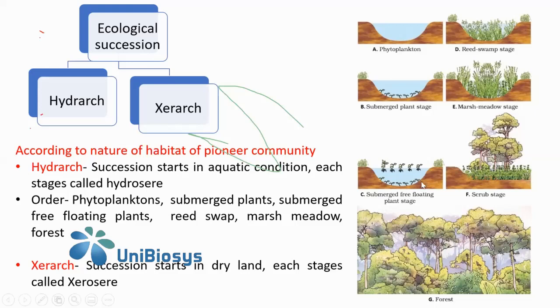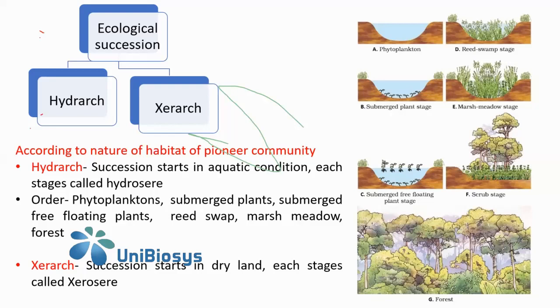This question has come, I have seen it somewhere in a question paper, about the order of succession in hydrarch. Initially in the aquatic environment, the first pioneer community that gets established will be phytoplanktons. They are planktons and they can produce their own food. So these phytoplanktons will first be established as the pioneer community. Then after some time, these phytoplanktons die and their debris, along with the silt, will go into the depth of the water.